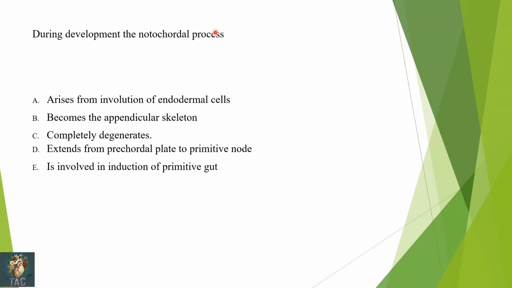Next: during development, the notochordal process arises from involution of the endodermal cells. No. Becomes appendicular skeleton. No. It completely degenerates. No. It persists as nucleus pulposus. It extends from the precaudal plate to the primitive node and is involved in the induction of the primitive gut. No, it is not involved in induction of the primitive gut. The correct option is that it extends from the precaudal plate to the primitive node. So the correct option is D.